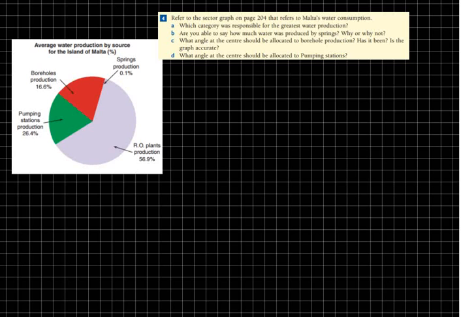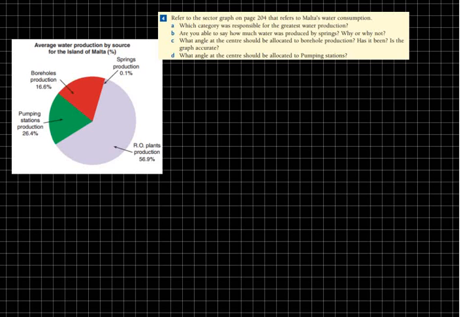Remember that every single one of these exercises is going to be taken from the book International Mathematics 2. And today we're going to answer question number 4 from this topic, graphs and their features. It says, refer to the sector graph on page 204 that refers to Malta's water consumption. Which category was responsible for the greatest water production?